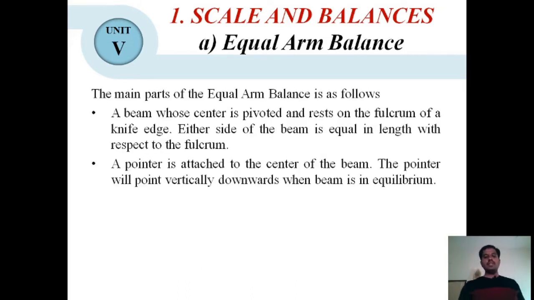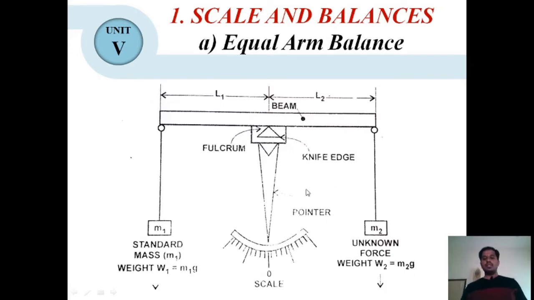And the second one is a pointer attached to the center of the beam. The pointer will point vertically downwards when the beam is in equilibrium. So this is the pointer which is pointing vertically downwards, and this pointer is fixed on the beam at the fulcrum. So at the fulcrum we are fixing the center of the beam and also the pointer.